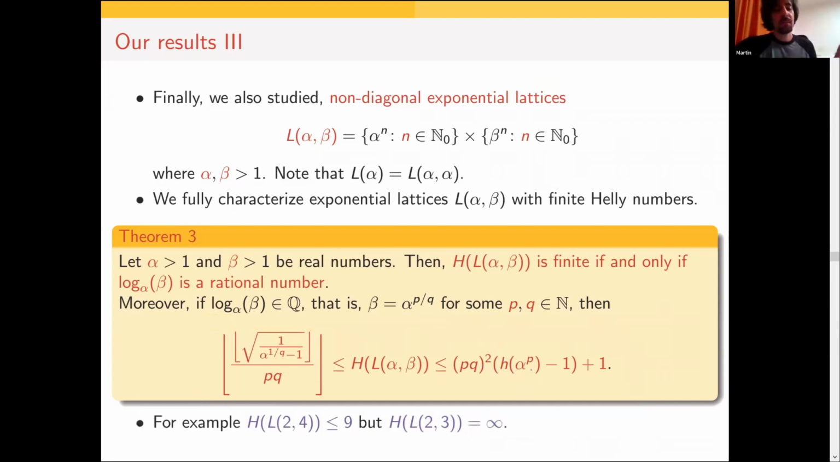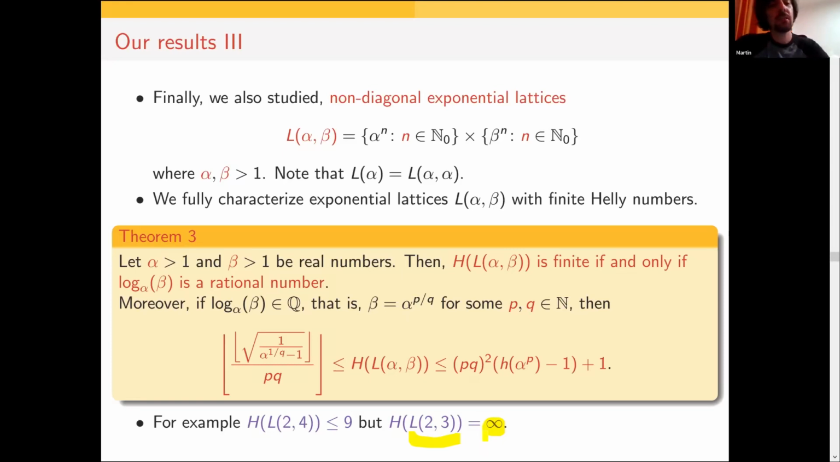To give you an example, if I have a non-diagonal lattice, say L 2,4, then this theorem tells me that the Helly number is at most 9. Because 4 is 2 squared, the logarithm is rational. But if I have an exponential lattice with bases 2 and 3, then the logarithm of 3 with base 2 is irrational, and therefore, by this theorem, this Helly number is actually infinite. So then we can find arbitrarily large empty convex polygons. So those are our results.